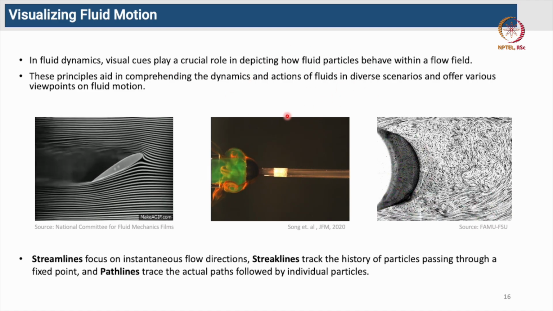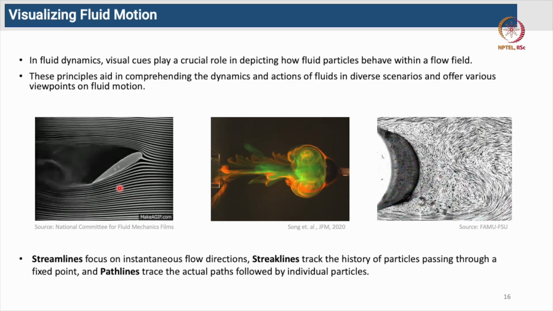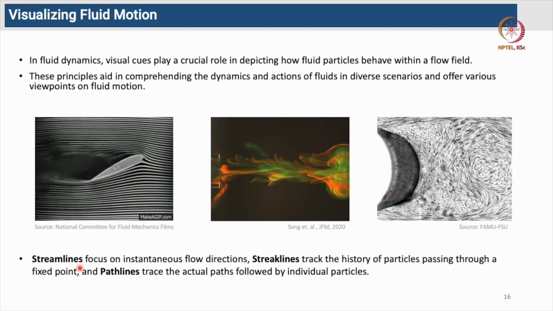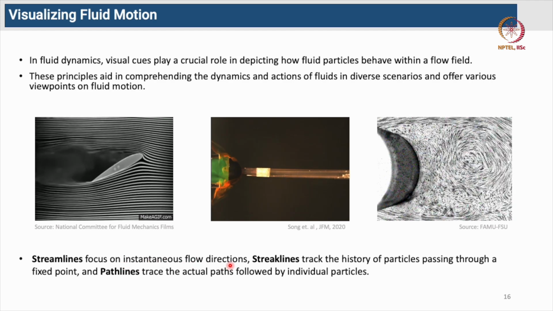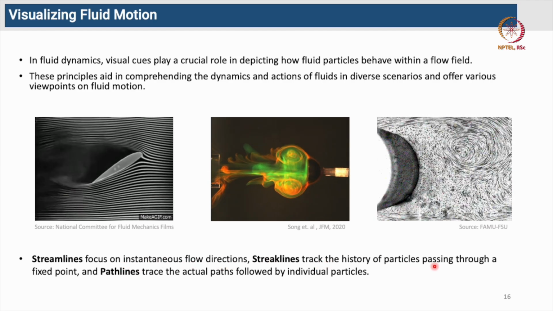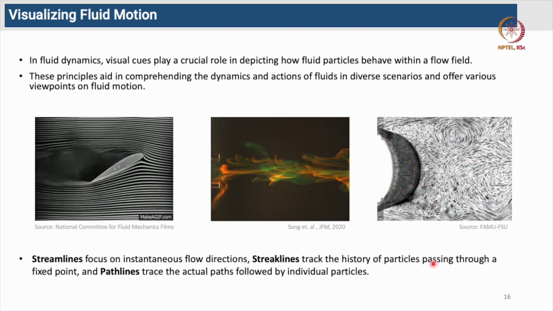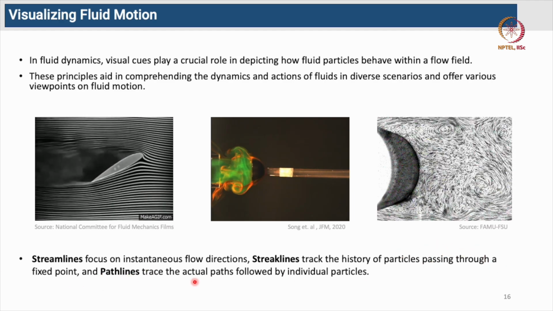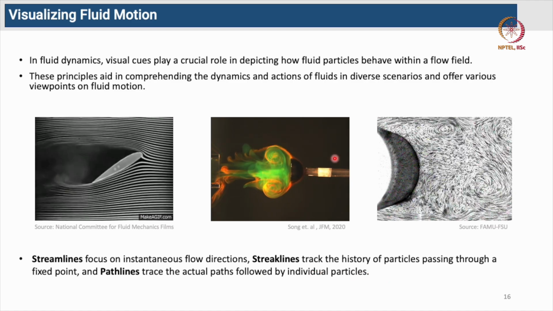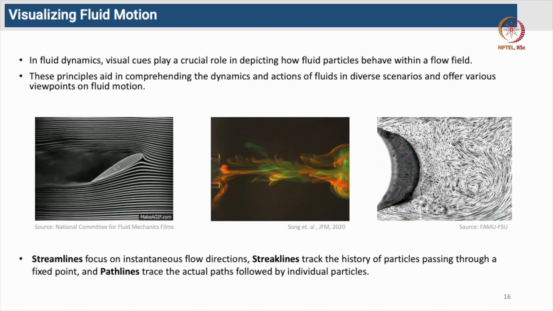the fluid behaves. Now, as we already talked about earlier, there are different ways to represent the flow field. We can have streamlines, which focus on instantaneous flow characteristics. We can have streak lines that track the history of particles passing through a fixed point. So you are acting like a customs officer. And the path line traces the actual paths followed by individual particles. All of these are very useful ways of representation.